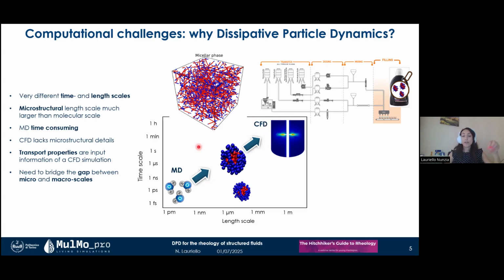On the other hand, fully atomistic molecular dynamics simulations are not suitable for the description of such fluids. So the description of such fluids requires a mesoscale technique. There is the need to bridge the gap between the micro and macro scale.